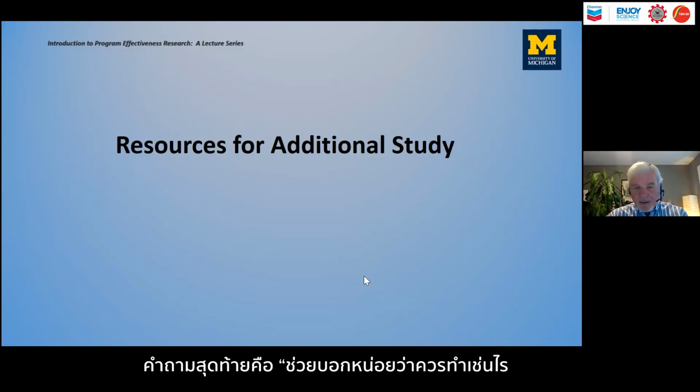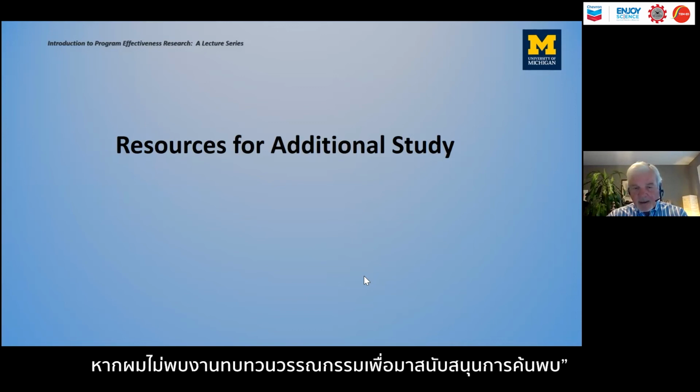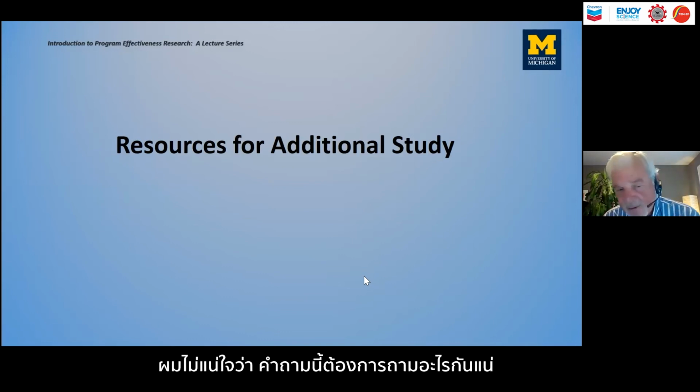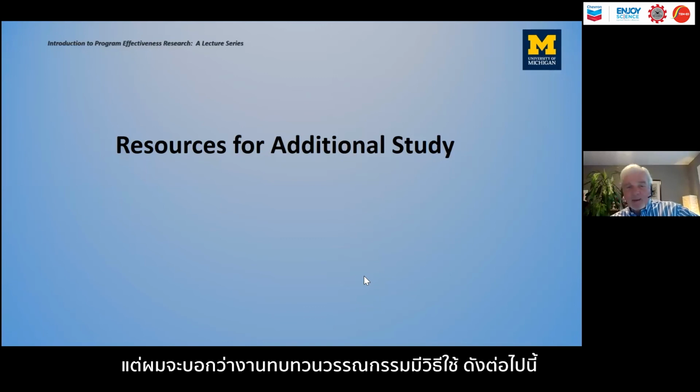The final question here is, would you mind telling me if I can't find the literature review to support the findings? I'm not certain exactly what this question is asking, but I would say that a literature review is used in the following ways.